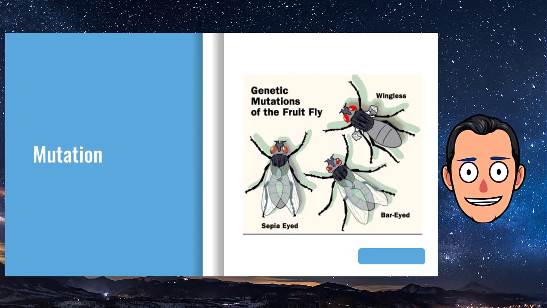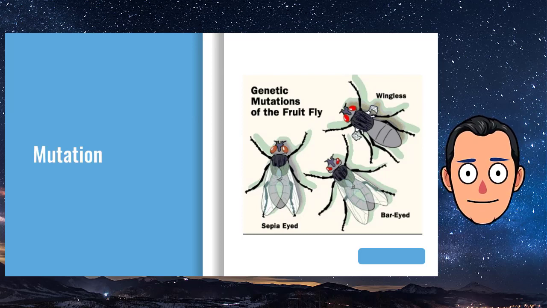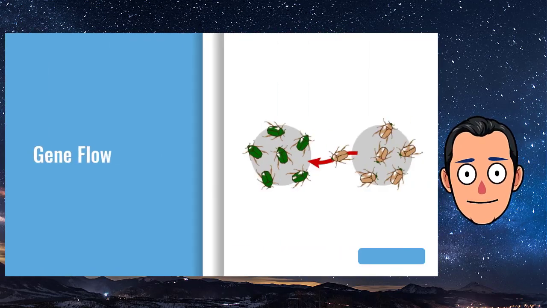Mutation. Mutation is a change in the DNA sequence of the gene. A mutation can change one allele into another, but the net effect is a change in frequency. A mutation may produce an allele that is selected against, selected for, or selected neutral. Mutation is the ultimate source of genetic variation in all populations. New alleles, and therefore new genetic variations, arise through mutation. Gene flow.